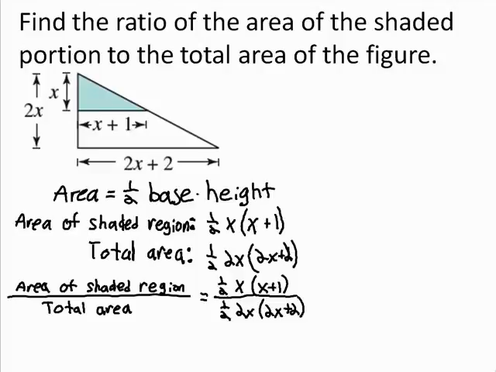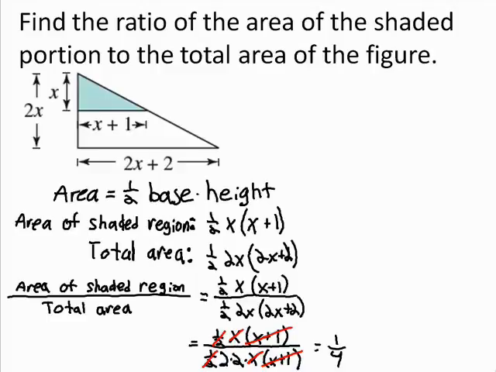Factor a 2 out of the 2x plus 2 in the denominator. You are left with 1/2 times x times the quantity x plus 1 divided by 1/2 times 2 times x times the quantity x plus 1. The 1/2 and x and the quantity x plus 1 cancel out from both the numerator and denominator. You are left with 1/4.